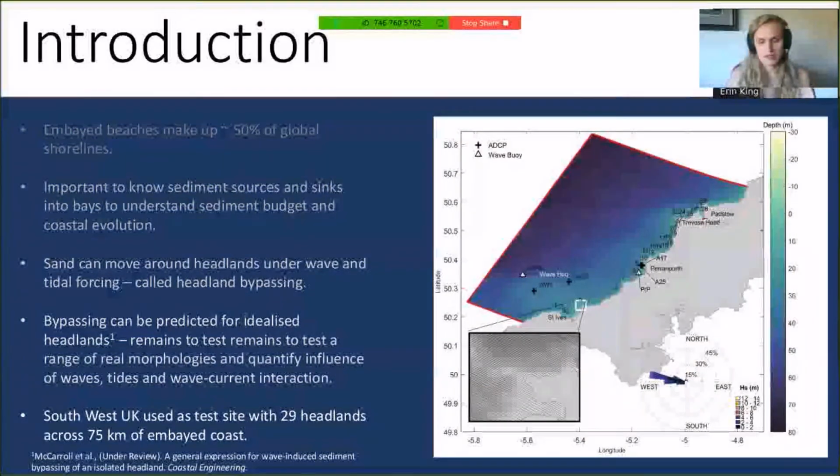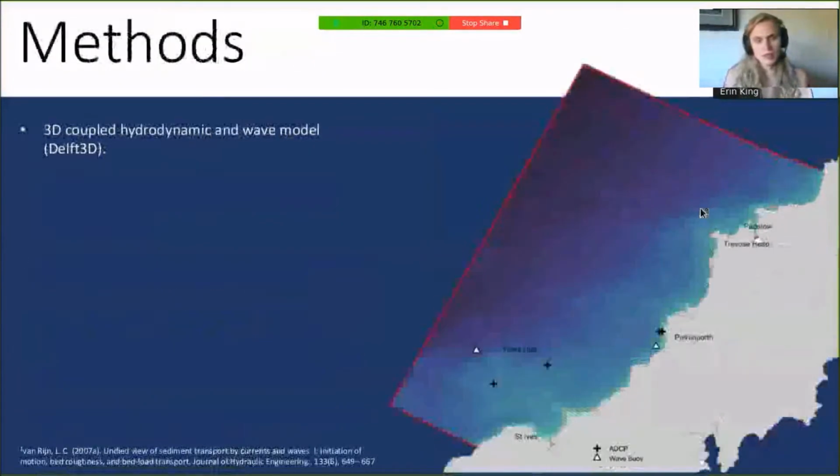To do this, we used the southwest UK as a test site. We looked at 75 kilometres of embayed coast and 29 headlands numbered here along the stretch of coast. We created a three-dimensional coupled hydrodynamic and wave model using Delft3D. The domain is shown here.